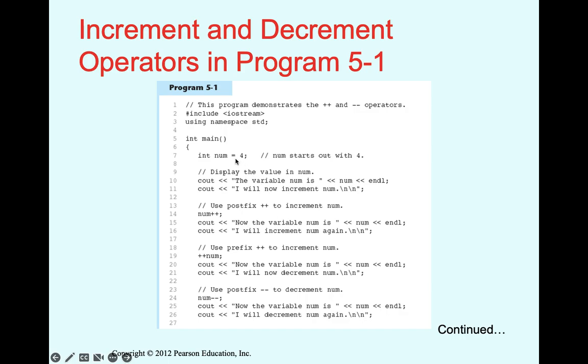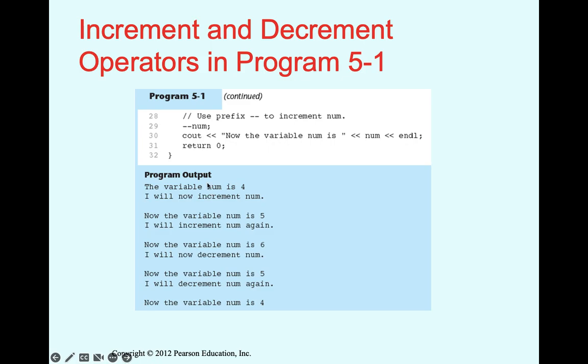So here is an example. We define a variable called num with a value of 4, and then we use num plus plus. When we print it, it will be printed as 5. If we make plus plus num, it will become 6. If we make num minus minus, it will become 5 again, and minus minus num, it will be 4 again. So 4, 5, 6, 5, 4.